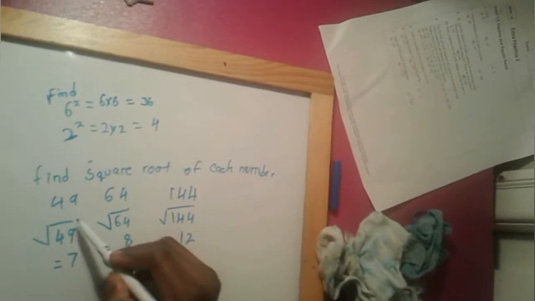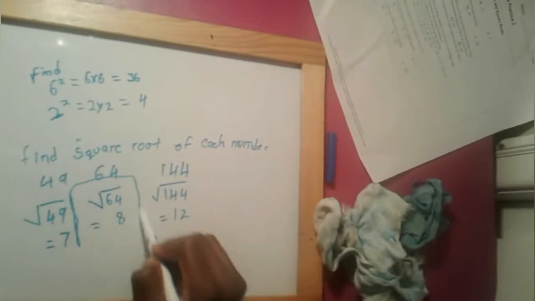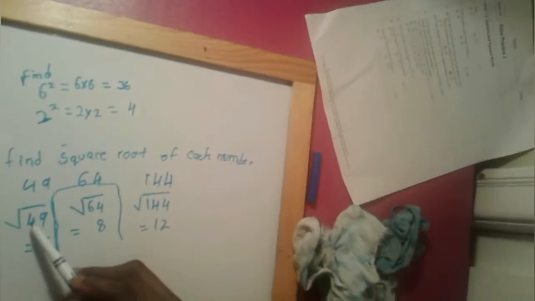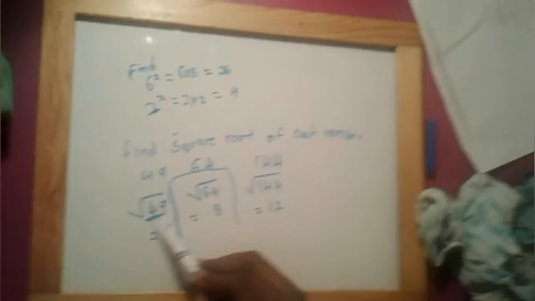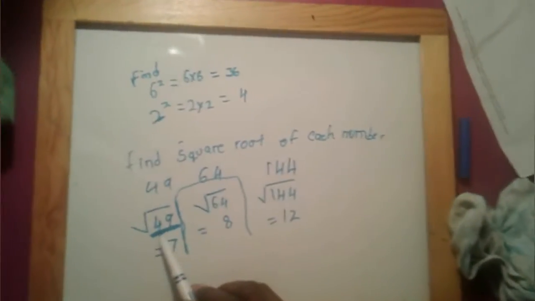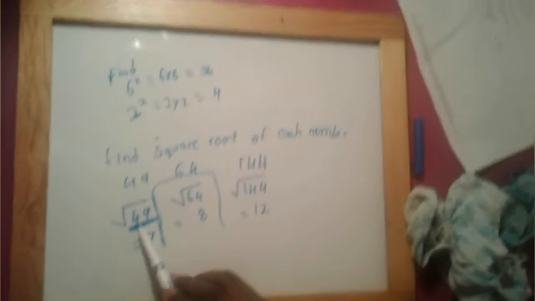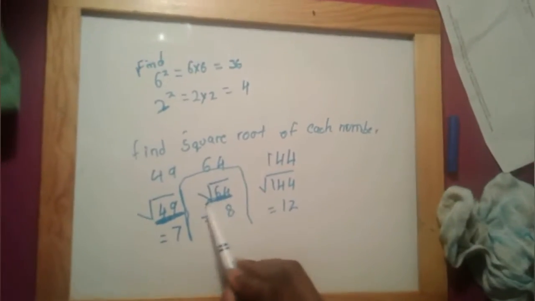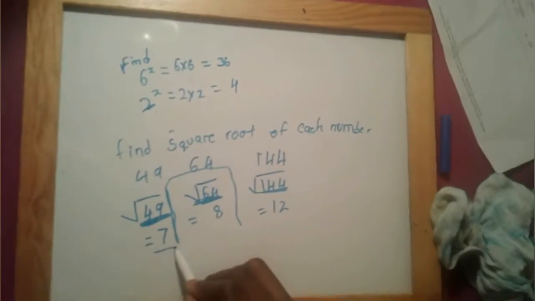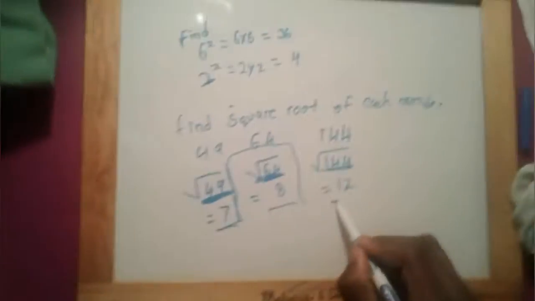Yeah, because here, as I told you in the second example, it was find the number that is multiplied by itself to get 49, and here 64, like that. And simply the answers are 7, 8, and 12.